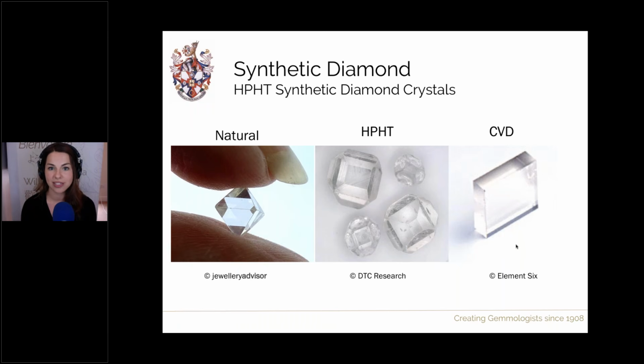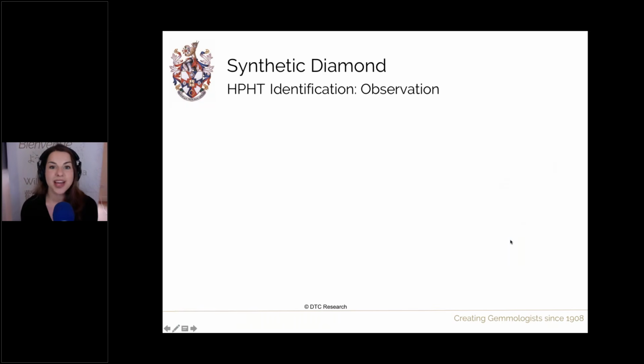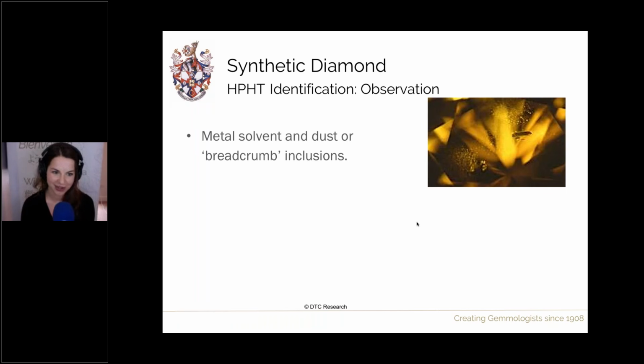And this is a real challenge for gemologists and dealers and valuers all over the world at the moment, especially where the prevalence is ever increasing for synthetic diamonds. So, how can we identify them? Well, let's talk about HPHT synthetics first of all. Sometimes there might be observations that can help us identify these stones.